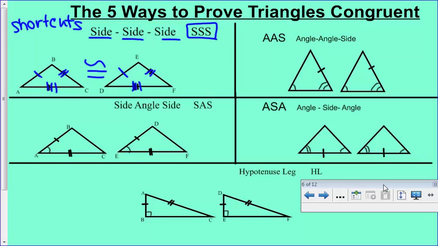Likewise with the others, side angle side is SAS. Now if you notice, the angle is in between the 2 sides. So here, the angle that's marked congruent is in between the 2 congruent sides.